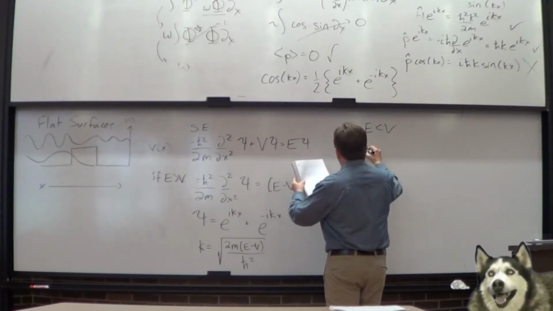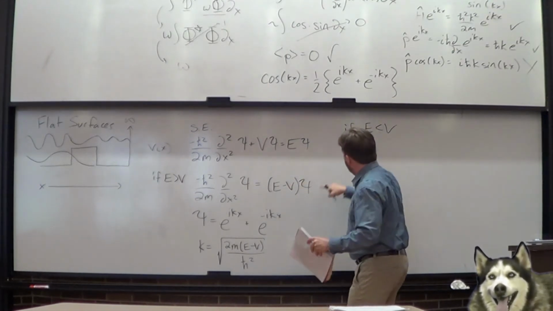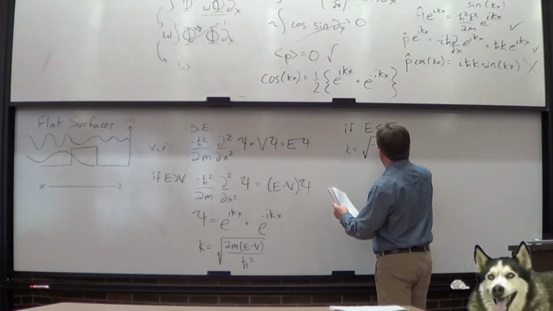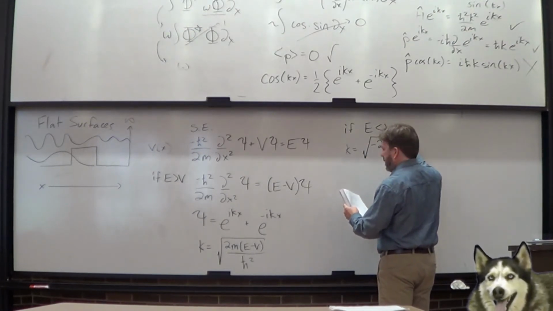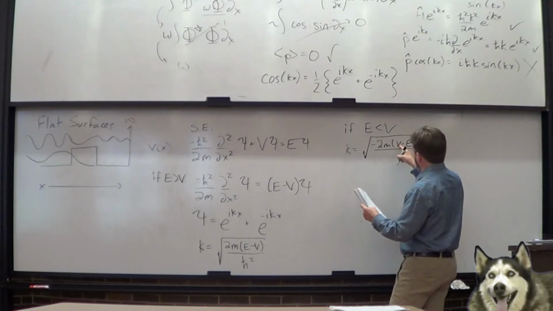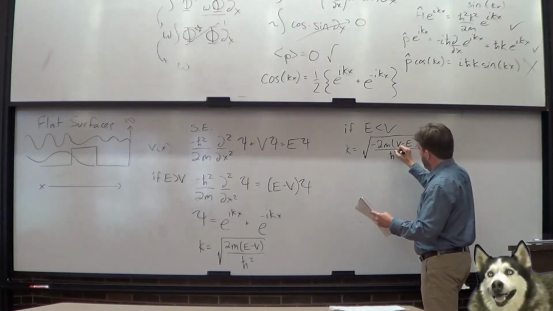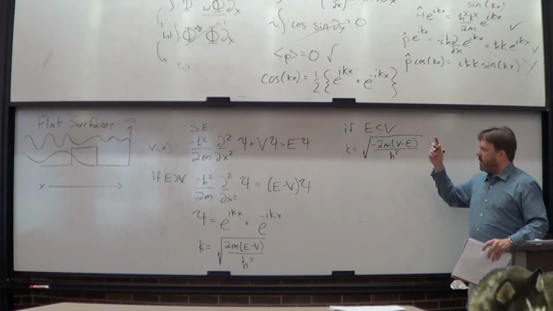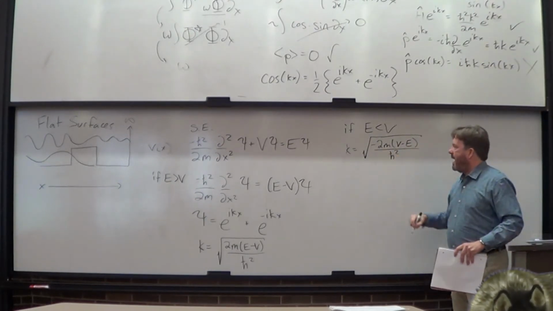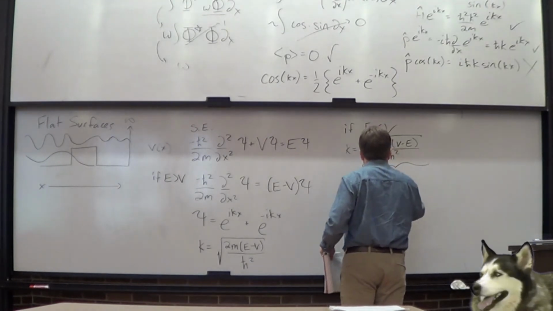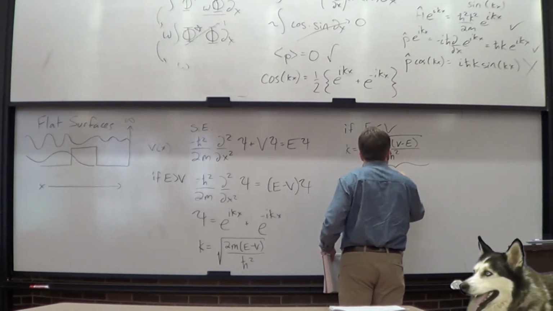K is now, so I'm coming from here to here, by the way, square root of, I'm going to put a minus sign in here, 2m V minus E. Energy is greater than, potential is greater than energy, so I like this. It's a bigger number minus a smaller number. Oh, but now I've got a negative sign. Uh-oh, what do I do with that? All right, so we're going to call that I kappa.